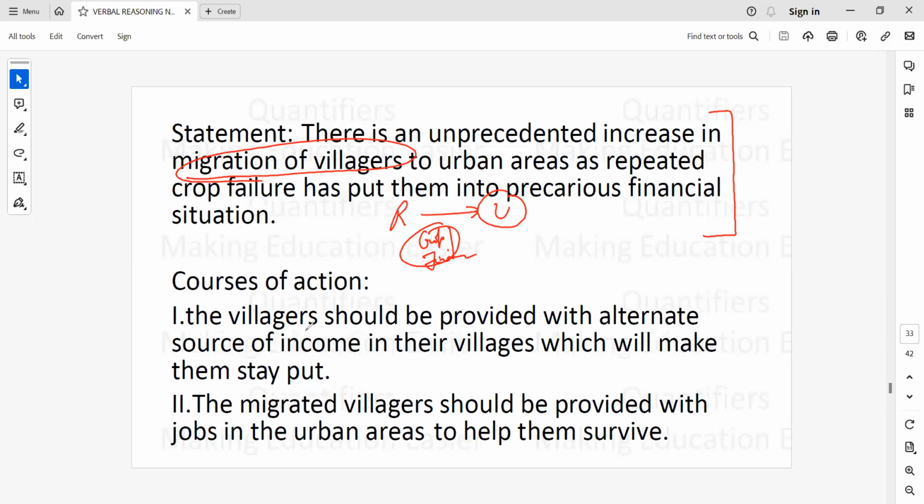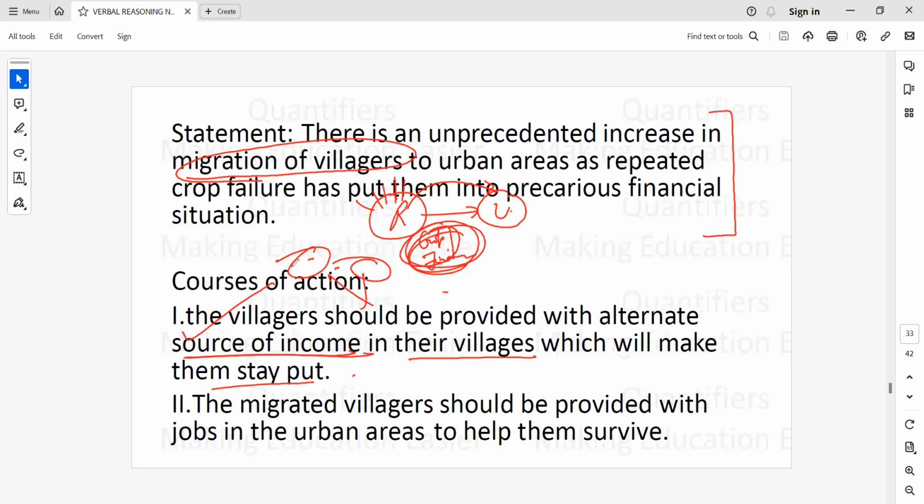Now, course of action 1 says the villagers should be provided with an alternate source of income in their villages, which will make them stay put. Absolutely correct. The problem is an unprecedented increase in migration. So how can I stop this increase in migration when I'm giving them the opportunity in their own villages? Secondly, it is also targeting the crop failure. So they are provided with an alternate source of income.